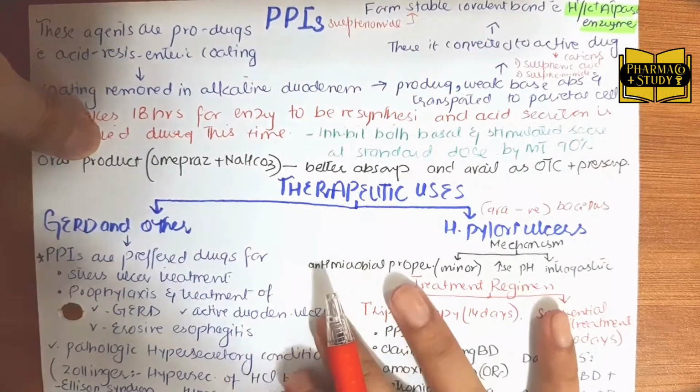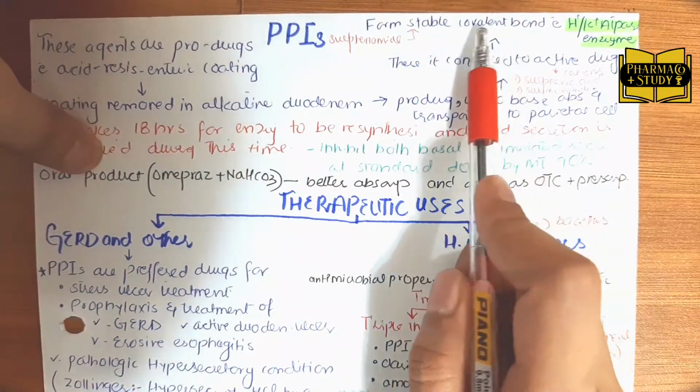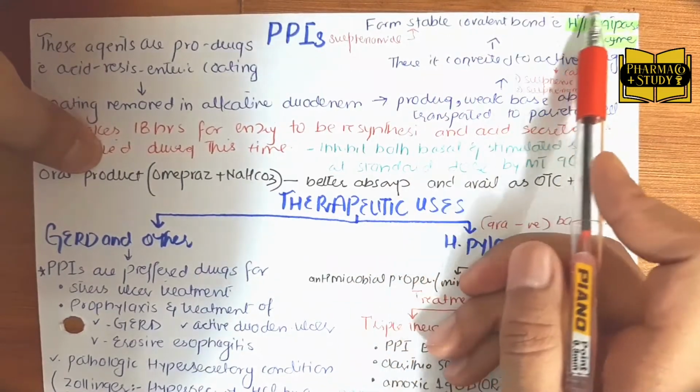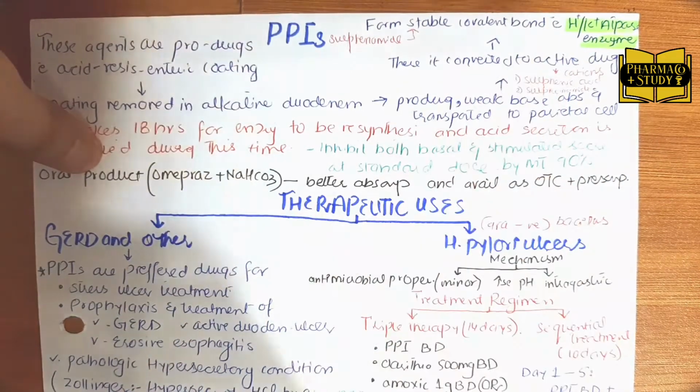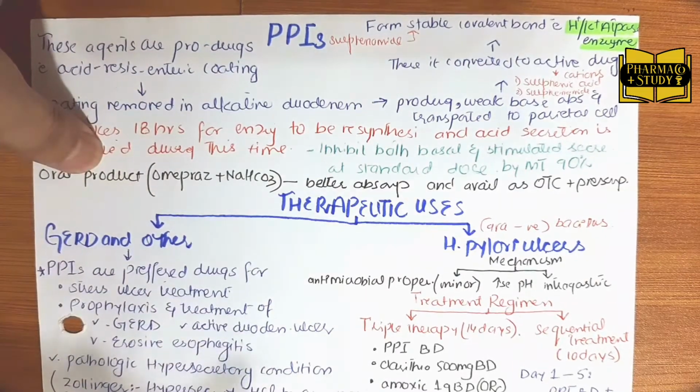Now in the gastric parietal cell, it forms a stable covalent bond, and you all know that a covalent bond is the strongest bond. It forms a stable covalent bond with the hydrogen potassium ATPase pump, which is involved in the secretion of the hydrogen ion, and this hydrogen ion when combined with chloride forms HCl, which is the acid of the stomach.